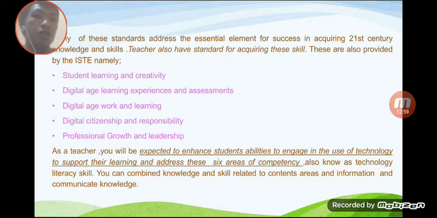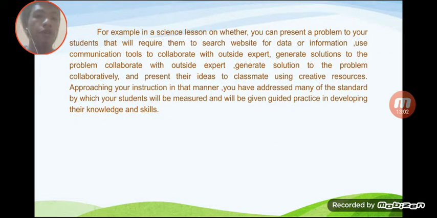So, next. For example, in a science lesson on weather, you can present a problem to your students that will require them to search websites for data or information, use communication tools to collaborate with outside experts, generate solutions to the problem collaboratively, and present their ideas to classmates using creative resources. So, nandun pumasok na rin yung anim na competencies.